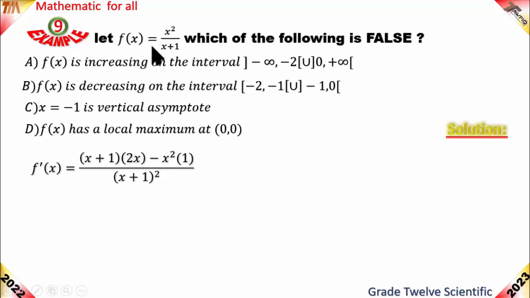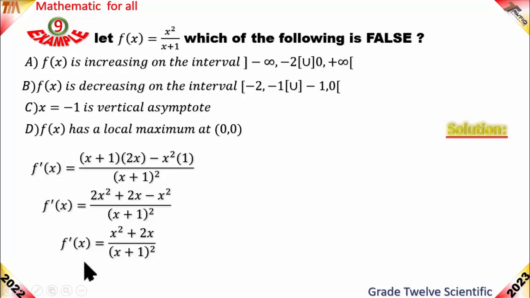The derivative of this function is the denominator, x plus 1, times the derivative of the numerator, which is x squared, so it becomes 2x, minus the numerator, which is x squared, times the derivative of the denominator, which is 1, all over the denominator squared, that means x plus 1 squared. Simplifying, f prime of x is equal to x squared plus 2x over x plus 1 squared.